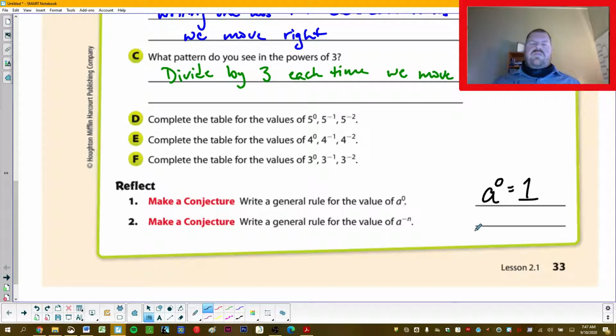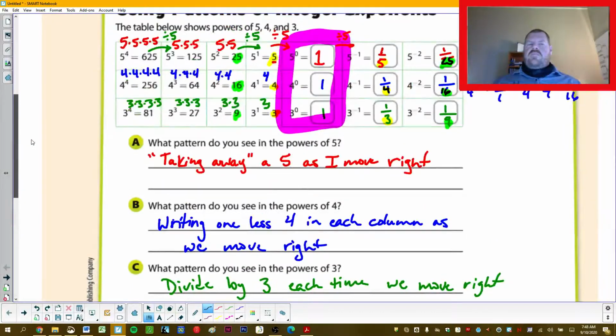Okay, then it says to write a rule for a to the negative n. And this is what I was trying to make you think about earlier. I could rewrite these.